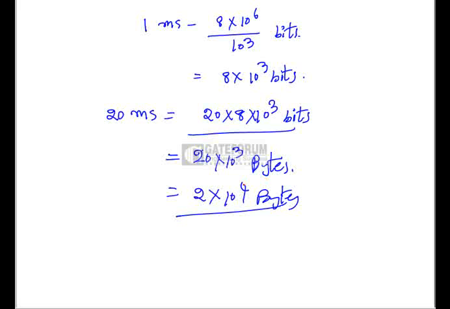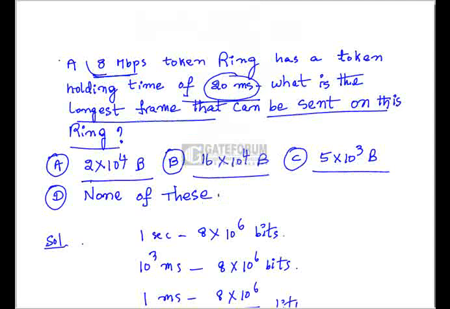2 into 10 power 4 bytes is the maximum frame we can have in this ring, where the token holding time is 20 milliseconds and the ring is an 8 Mbps ring. So option A is the correct option here.